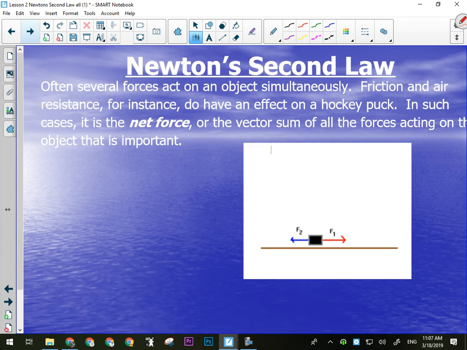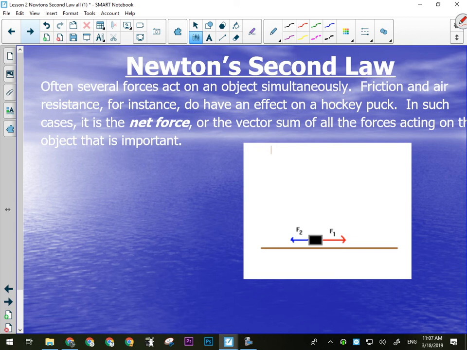All right, so now often several forces will act on an object simultaneously. Okay, so more than one force acting on an object is what happens most of the time. We're just concerned with the net force, the vector sum of all those forces. Sometimes it's simple. Sometimes they're collinear, like in this one here. Force 1 is obviously bigger than force 2, so this object's going to accelerate to the right.